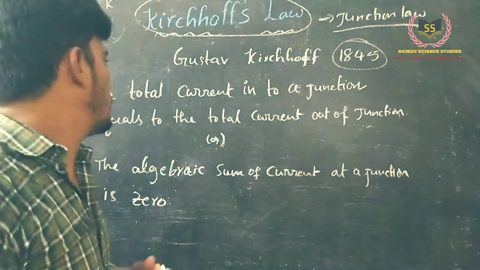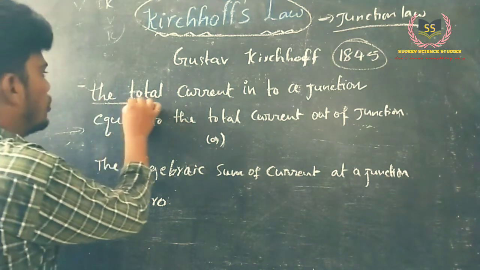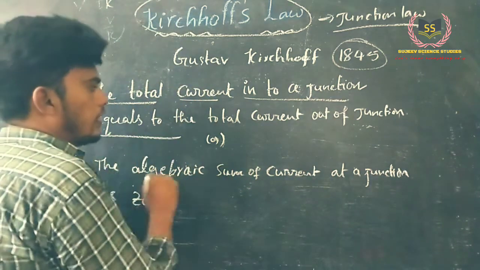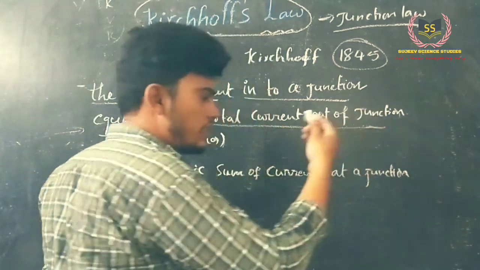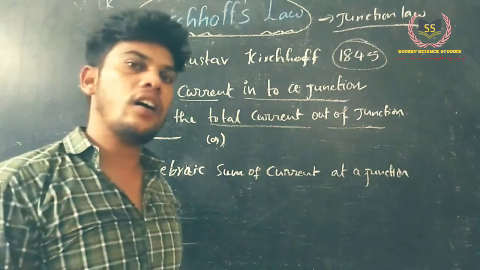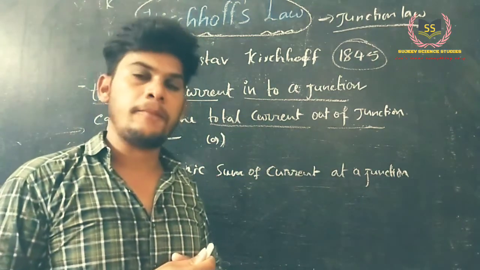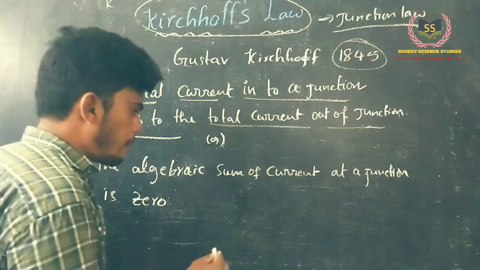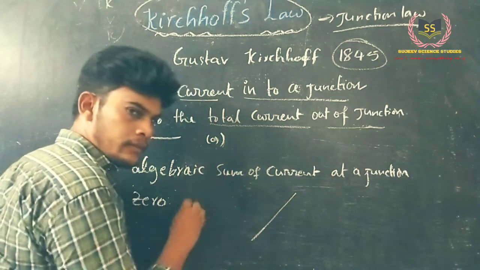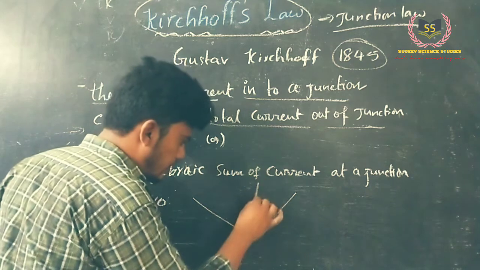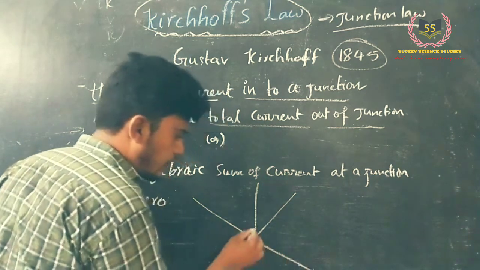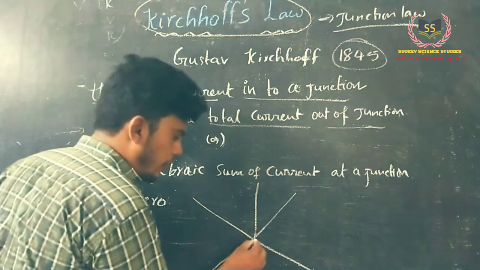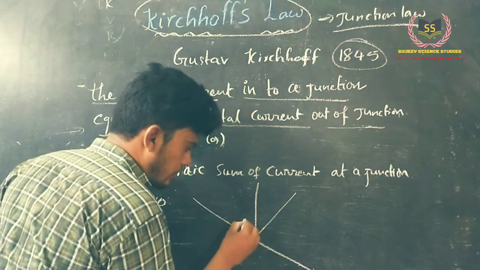What is the statement of junction law? The total current into a junction is equal to the total current out of the junction. It is the statement of Kirchhoff's first law. Look here, I am going to explain the statement now. For example, this is a conductor, and this is another conductor, and another, and another. These wires are connected at a point O, so it is a junction. So junction O.